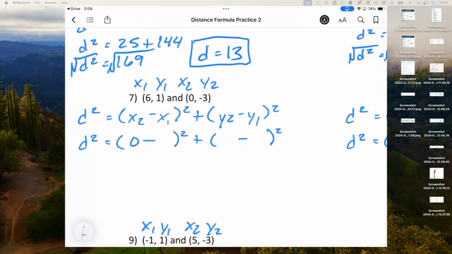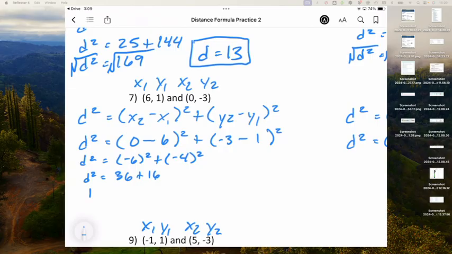x2 is 0, x1 is 6, y2 is -3, y1 is 1. So 0 minus 6 is -6. -3 minus 1 is -4. So 36 plus 16. 52. Square root both sides. 7.21.